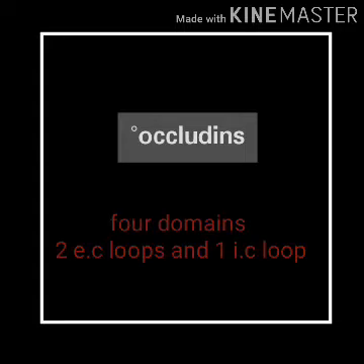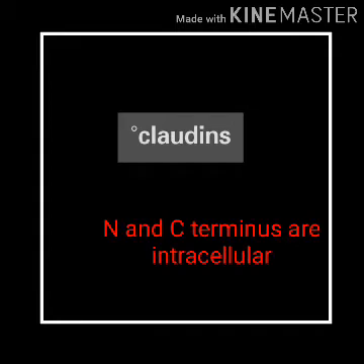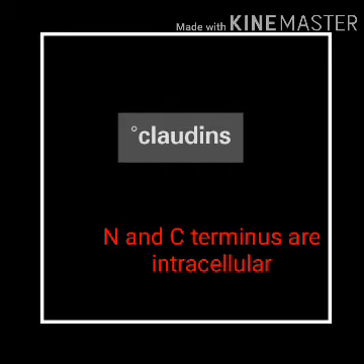Now let's look at the occludins, which are the first specialized membrane structures. It has four domains, two extracellular loops and one intracellular loop. The claudins are similar to the occludins. They also have two extracellular loops and one intracellular loop, and the N and C terminals are intracellular.